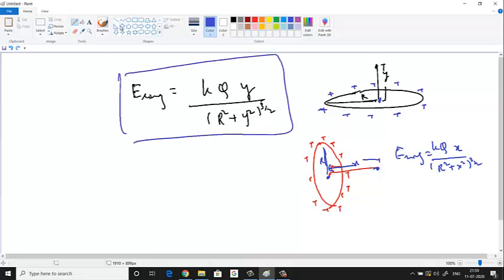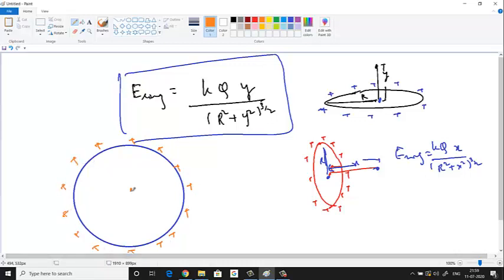Now tell me one thing, if you want to find the electric field due to all the charges at the center of the ring, at the center of the ring we want to find. So first we'll try to solve it using the formula. At the center of the ring, what is the value of y? If this is the center of the ring, look at this figure. Y is the height, the distance from the center of the ring. So when we want to find the electric field exactly at the center, y will be 0.